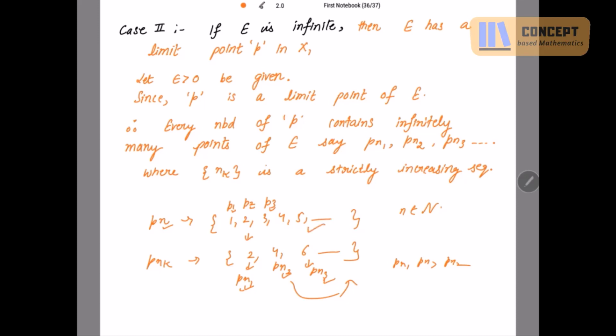Here also strictly increasing sequence, and here also the subscripts should be strictly increasing. They should be in strictly increasing sequence, right? So this is very important to write over here for the subscripts to be strictly increasing ones.